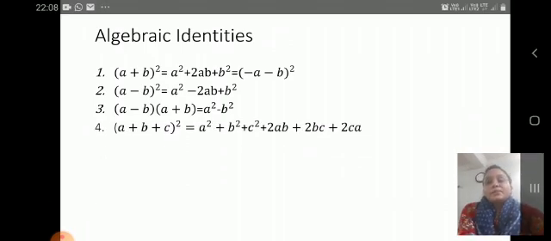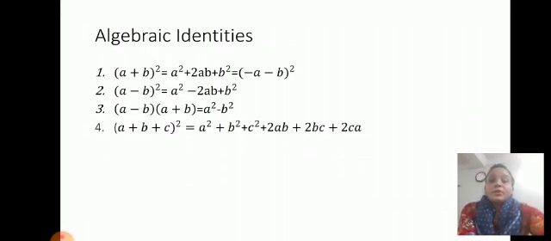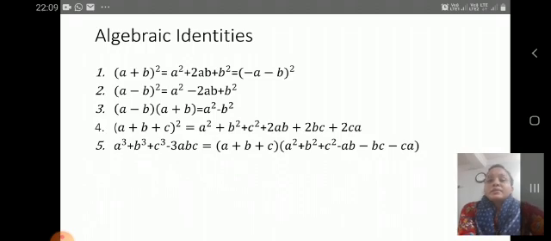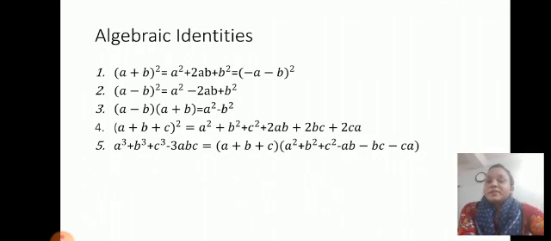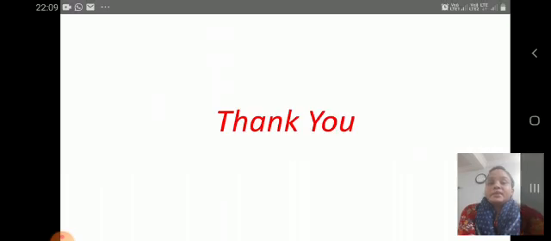Fourth one, (a plus b plus c) whole square is equal to a square plus b square plus c square plus 2ab plus 2bc plus 2ca. Fifth one is a cube plus b cube plus c cube minus 3abc is equal to abc into a square plus b square plus c square minus ab minus bc minus ca.